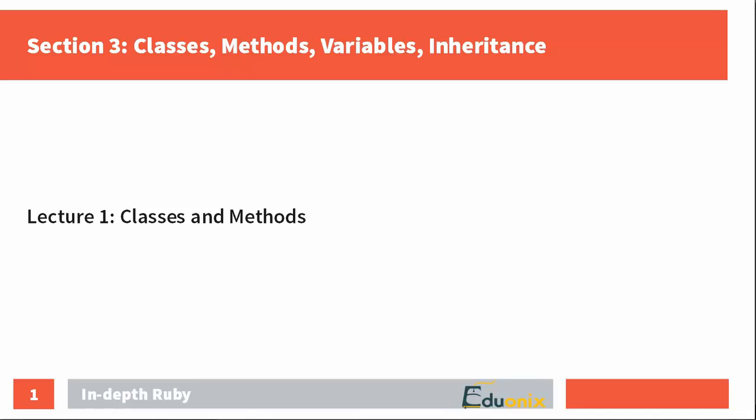Probably this is the most important section of all course because Ruby is an object-oriented language. It is heavily powered by objects, and so please pay attention to the material that I'm going to present you throughout this section. So in this lecture we are going to talk about classes and methods, specifically how to define them and how to instantiate classes.